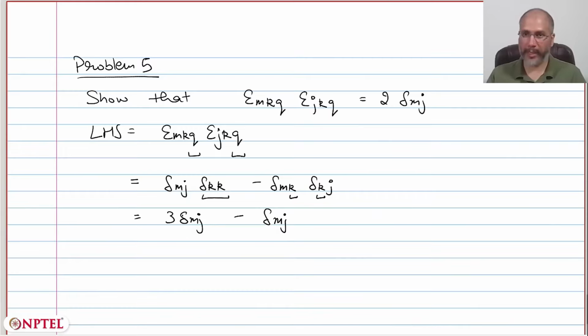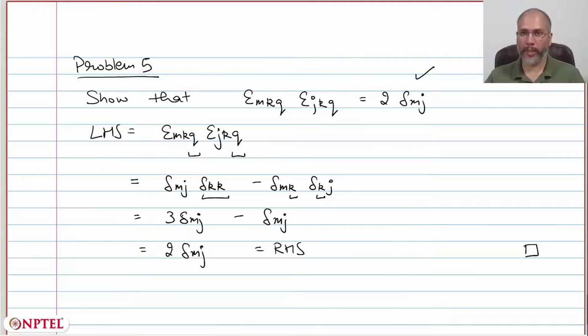So I've applied the substitution property in this second term. So this is 3 times delta mj minus delta mj, so that is equal to 2 times delta mj, which is equal to the right hand side as we can see here. So this completes the proof.